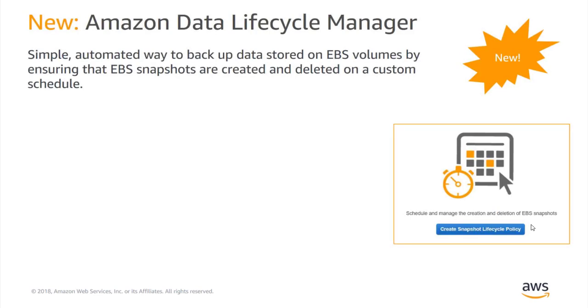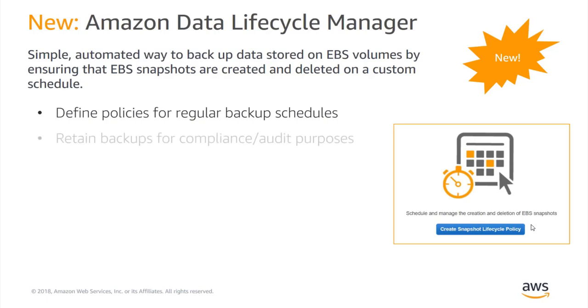However, we have many customers that need to back up a large number of volumes or manage a large number of snapshots. For these customers, we've introduced the Amazon Data Lifecycle Manager, a new service that we just launched a few weeks ago. It provides a simple, automated way to back up EBS volumes and to retain those backups for as long as needed. Data Lifecycle Manager, or DLM for short, uses policies to define backup schedules. You specify when you want a snapshot to be taken and how often, and the DLM service will take care of creating the snapshots for you.